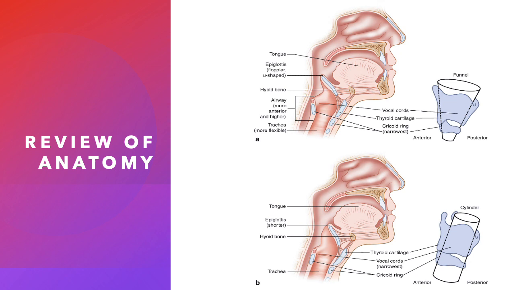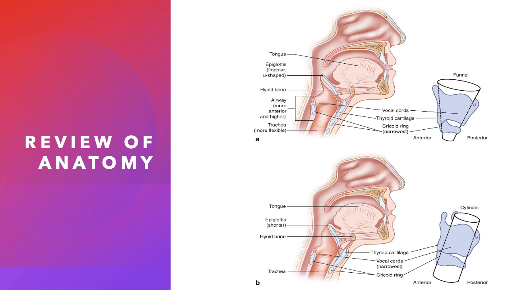The epiglottis in a pediatric patient is floppier and it is U or omega shaped, whereas the epiglottis in an adult is shorter and it is more firm. The larynx is more anterior and higher in the pediatric age group, whereas in adults it is lower as compared to the pediatric age group.